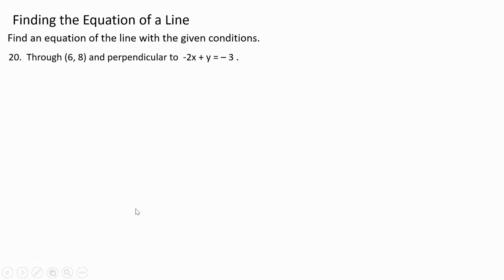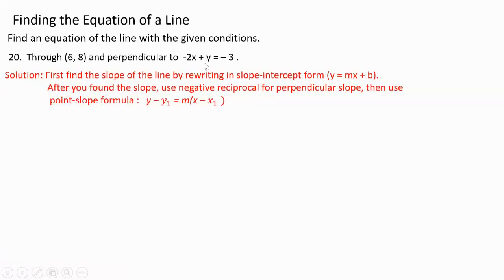Okay, now we're going to do something similar to the last slide, but now they want the line passing through the point (6, 8) and perpendicular to the given line, which is negative 2x plus y equals negative 3. So again, we have to rewrite the equation of the line, negative 2x plus y equals negative 3, in slope-intercept form. So we add 2x to both sides. So we get y equals 2x minus 3.